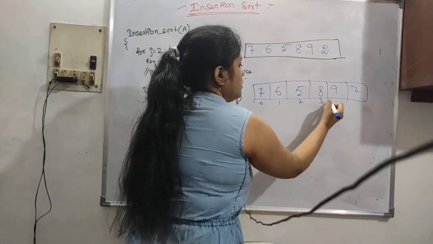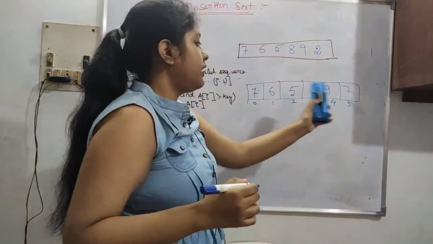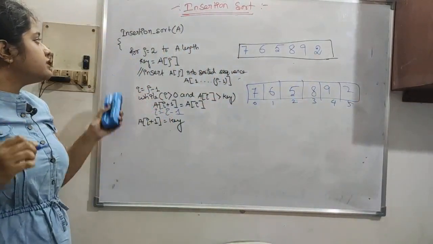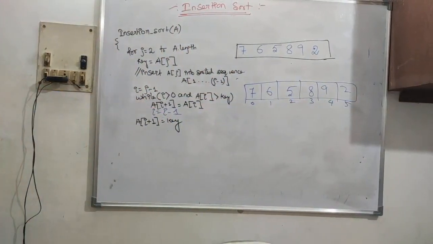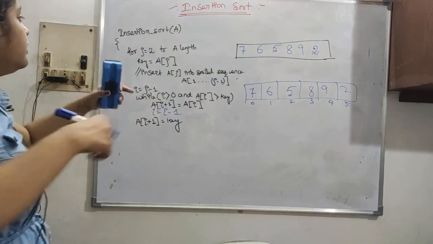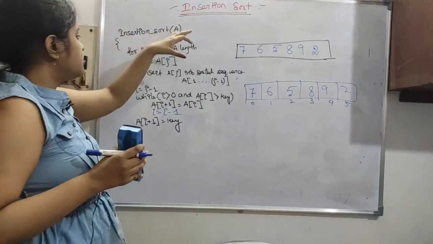One, 2, 3, 4 and 5. These are our array indices. Okay, so now we will check the algorithm. Let's see. So here this is insertion sort. This is just a function.